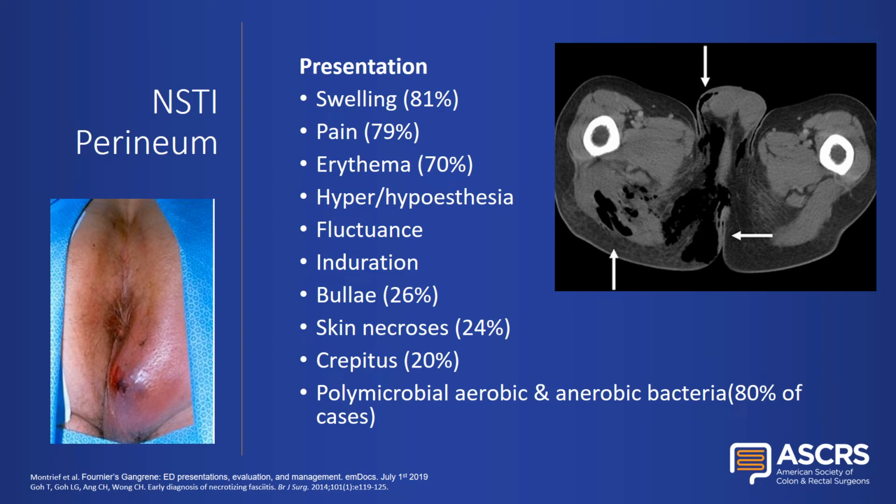The CT scan here shows air in the subcutaneous tissue and muscle. This finding can sometimes be picked up also on X-ray depending on the degree of infection.